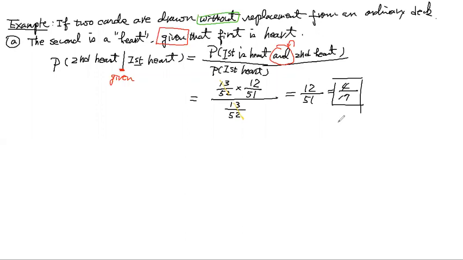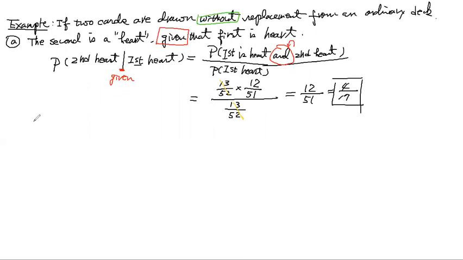It kind of makes sense, right? The first one is a heart, so you have 12 hearts left, and then the second one is a heart, so it's 12 over 51 here.